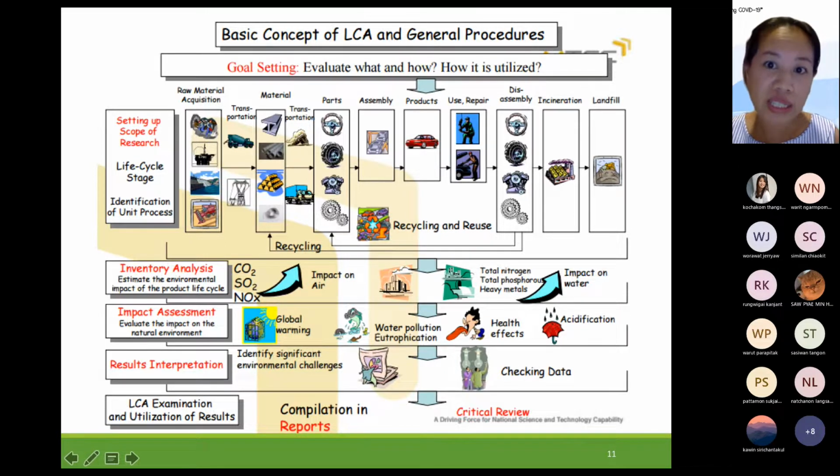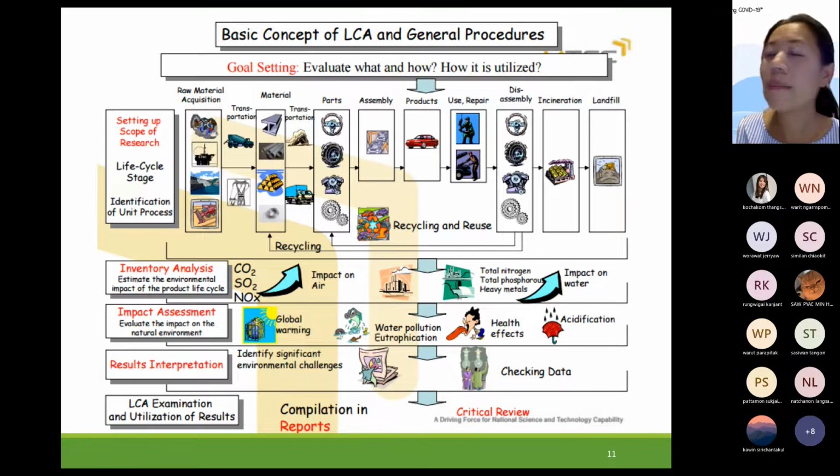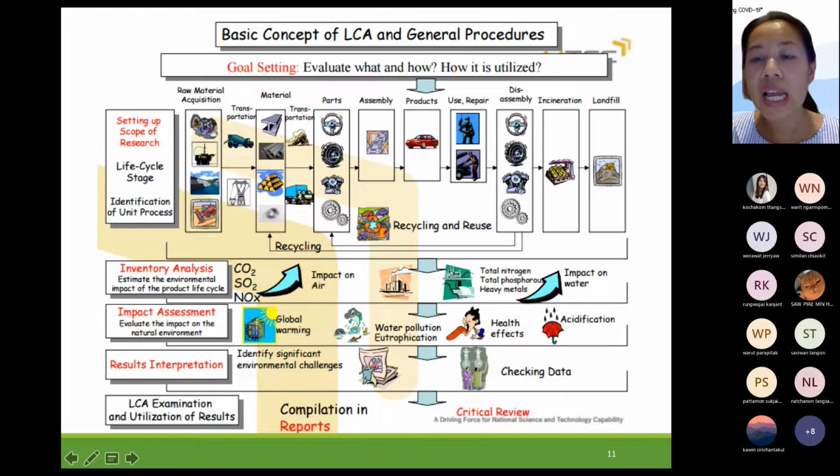And after you get the product, the car, you have to know the function: how it is used and repaired. After use there may be disassembly, because some parts can be recycled. We can transfer some parts to reuse and recycle, turning back into a manufacturing process again. If you can reduce the amount of waste transferred to incineration and landfills, maybe it can save natural resources. From this process, the impact on the environment can be reduced.